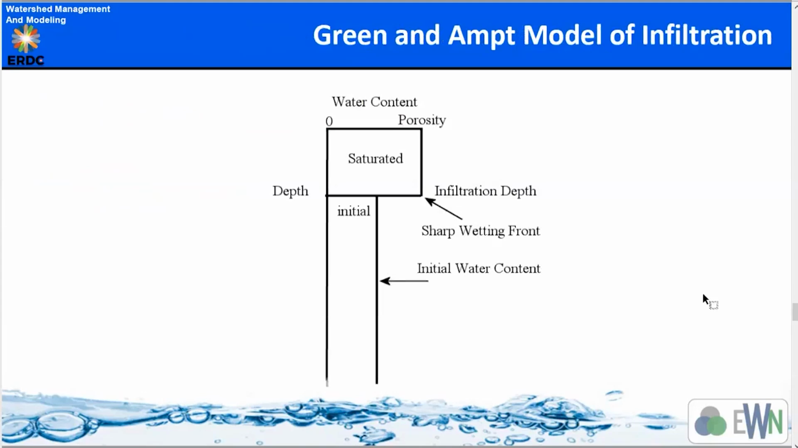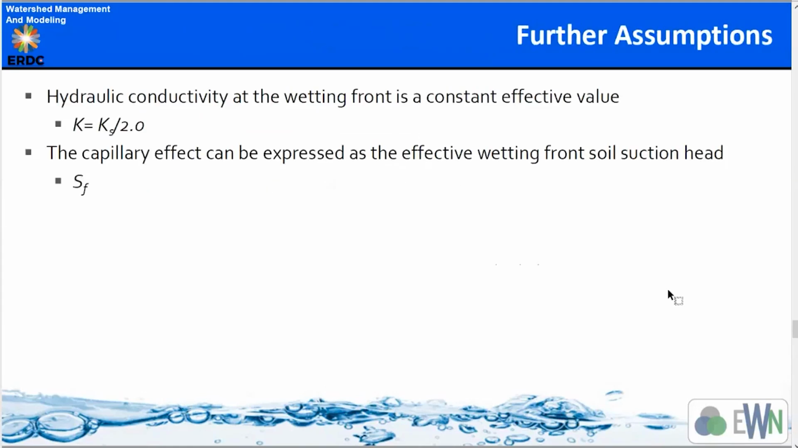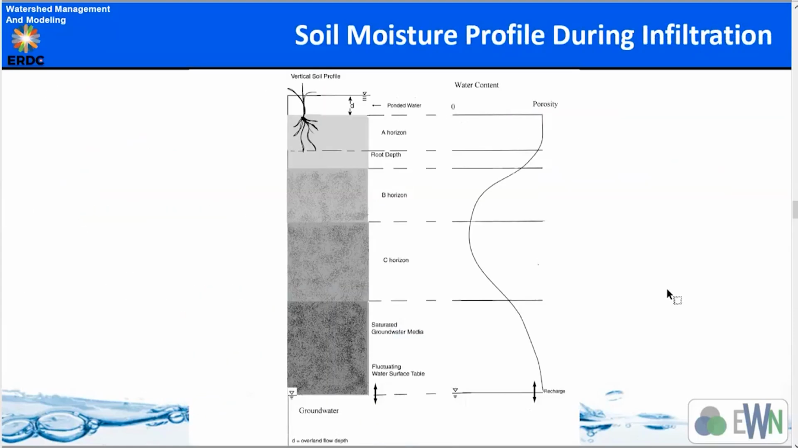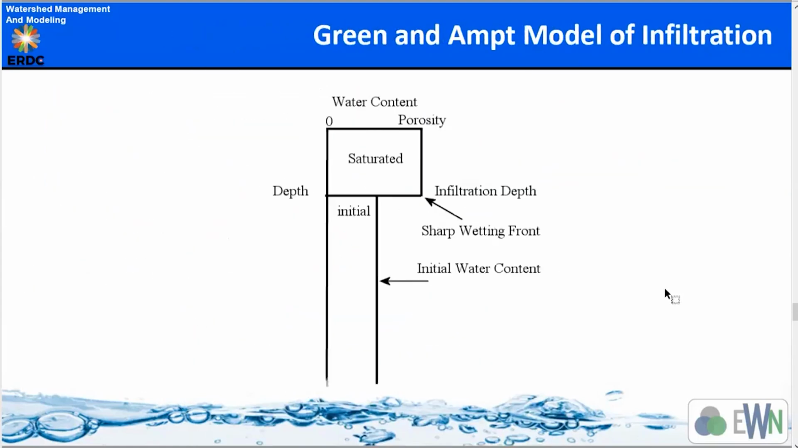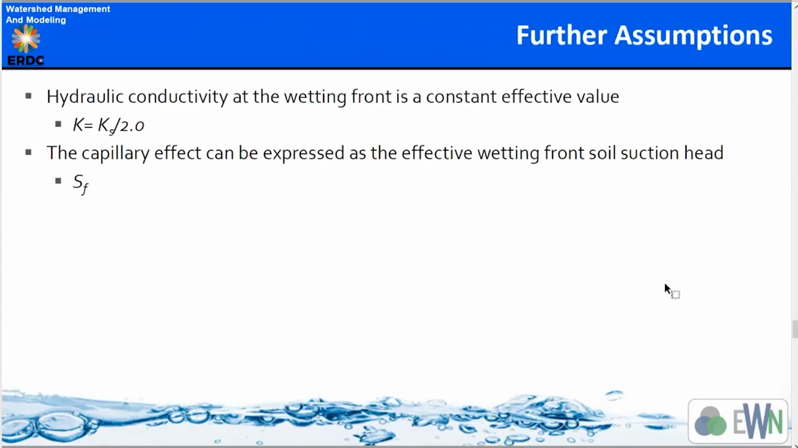Okay, back to this thing. So this is our Green and Ampt model of infiltration, where we have an initial moisture, we have a saturated piston moving, and it moves down like that. So that's, compared to the Richards equation one, which looks like that. So you can see it's pretty simplified. But the beauty of it is it's easy to solve.